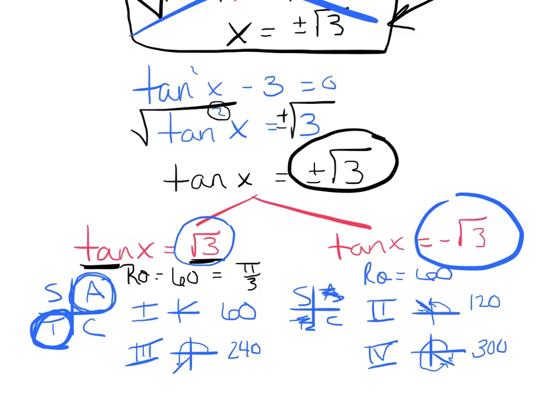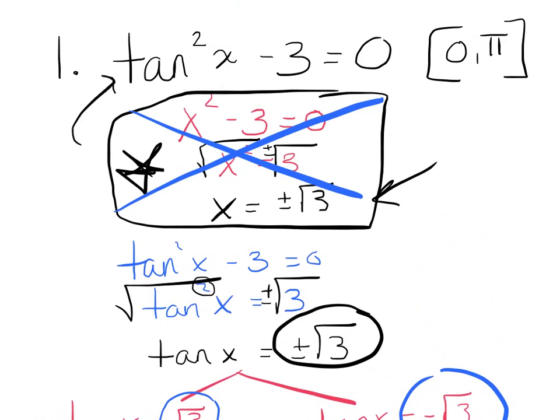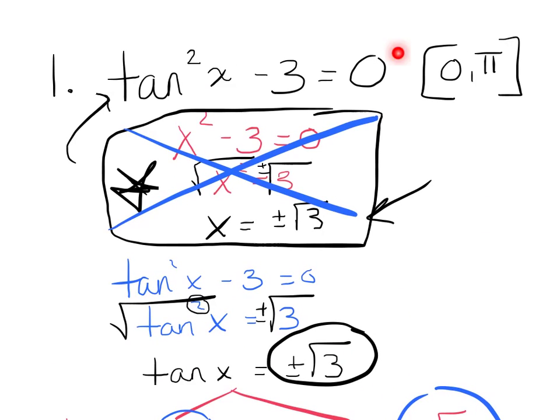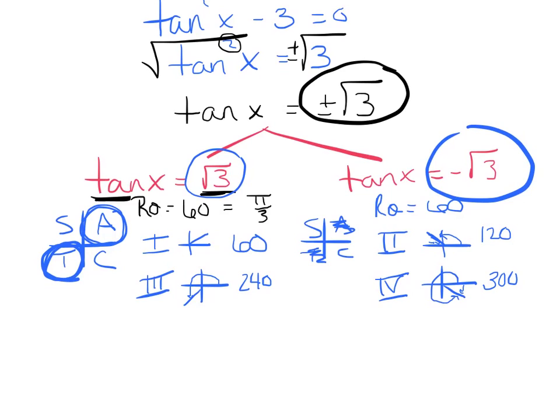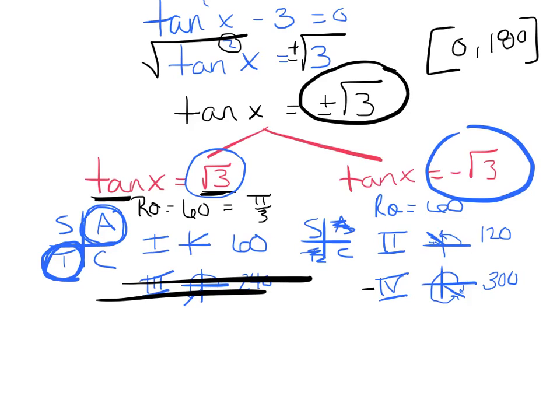Now, a couple things I want to watch on my cleanup. You'll notice, if you recall, that we need to be between 0 and pi. Okay, so if I say 0 and pi, hopefully in your head you adjusted that to 0 and 180. So I can kill this answer, and I can kill this answer. So I'm basically going to have just two answers.